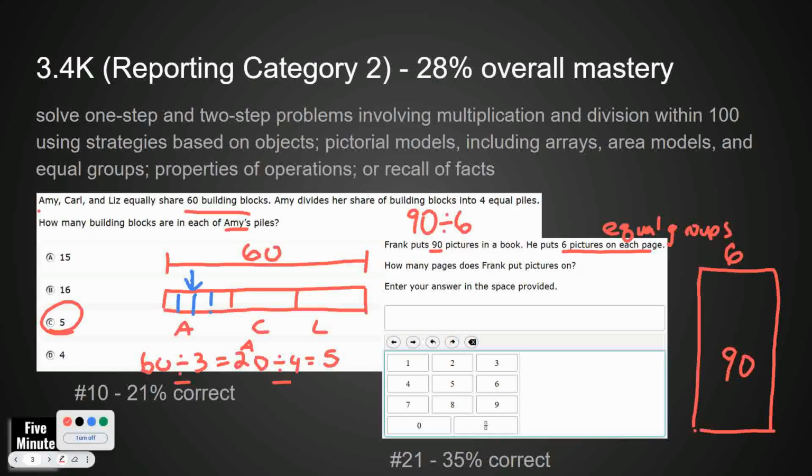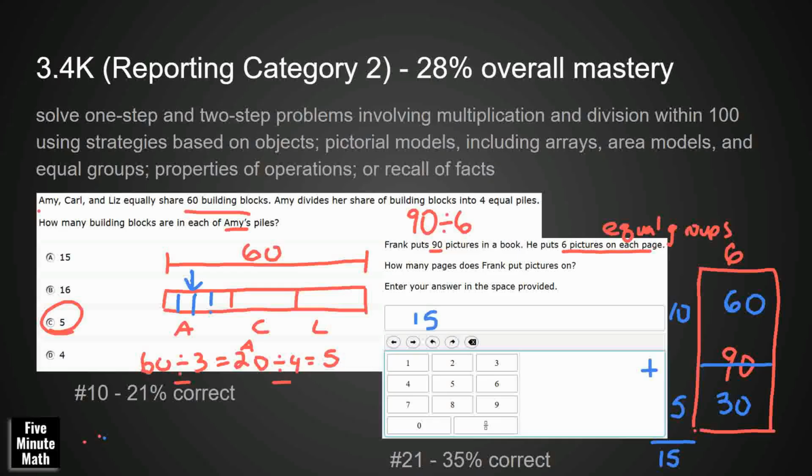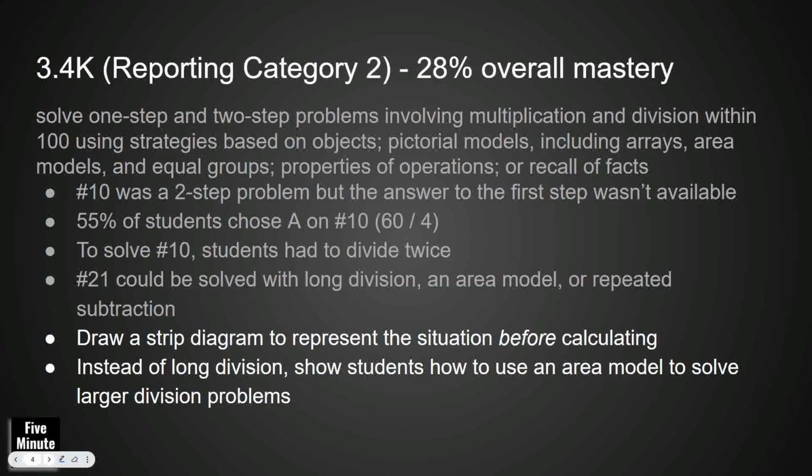And then what we could do is split that 90 into maybe 60 and 30. We're looking for numbers that are easy to divide with. And 6 goes into 60 10 times, 6 goes into 30 5 times. You add those two together and you get 15, and that is our answer. And as you can see, only 35% of our students were able to get that one correct.